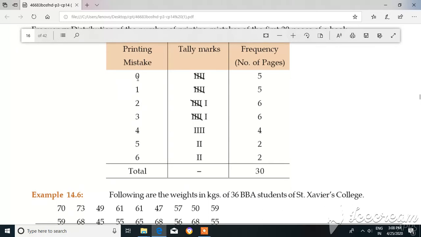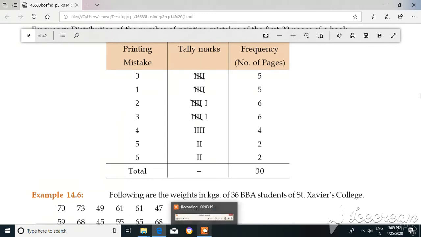Why am I considering this as a discrete variable? Because there are only 6 to 7 observations. That's why I considered this as ungrouped data, or individual observations.